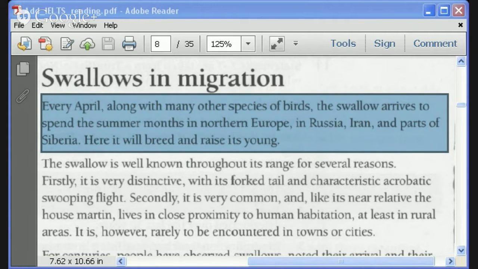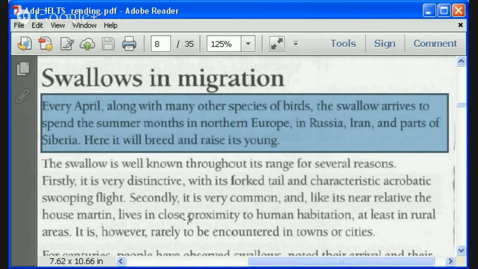Every April, along with many other species of birds, the swallow arrives to spend the summer months in northern Europe, in Russia, Iran, and parts of Siberia. Here it will breed and raise its young.